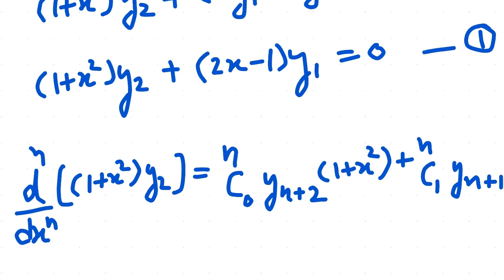And the derivative of v, the first order derivative of v, is 2x. Plus nc2 times yn, meaning the n minus 2th order derivative, which is yn, because plus 2 and minus 2 cancel. And the second order derivative of v will become 2 only.